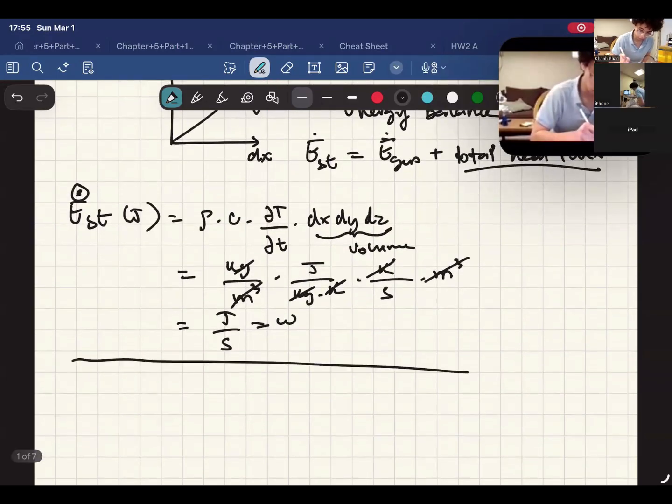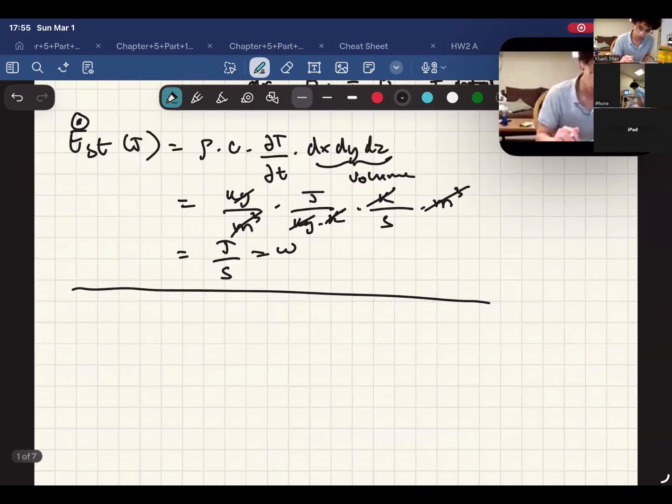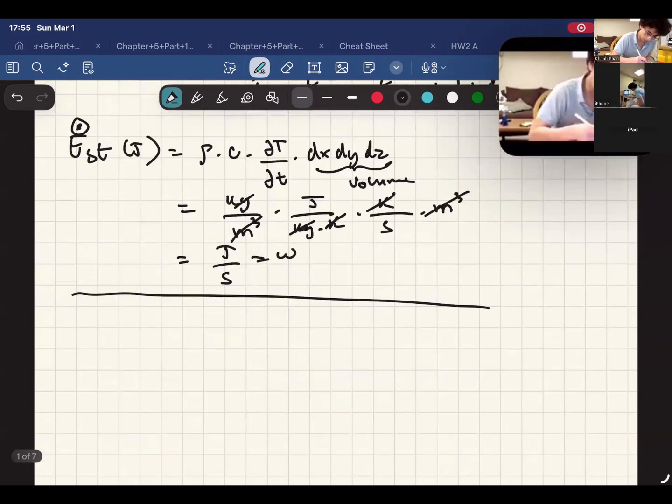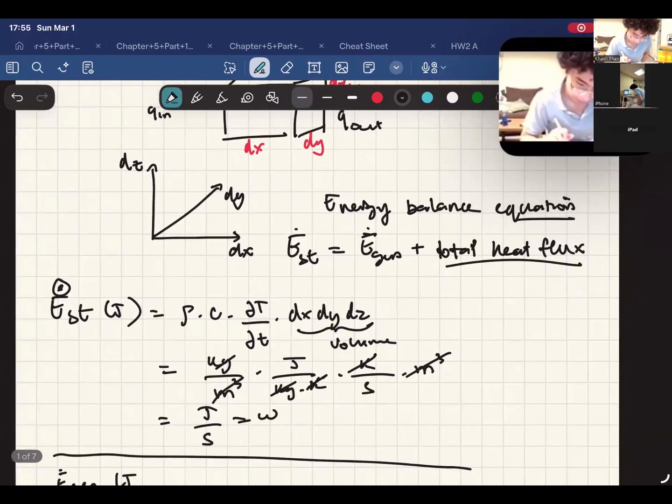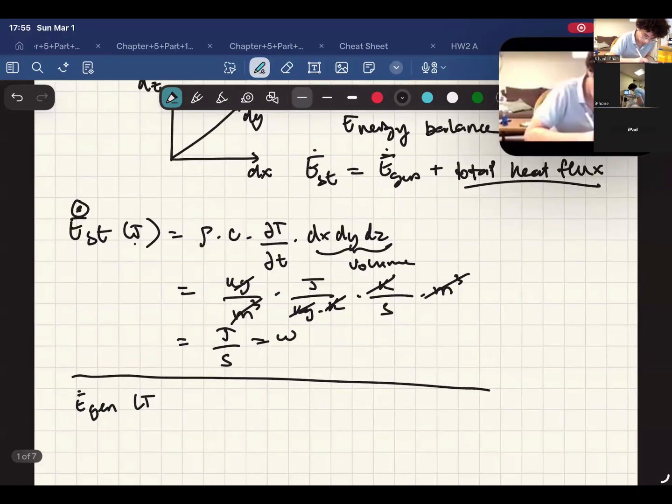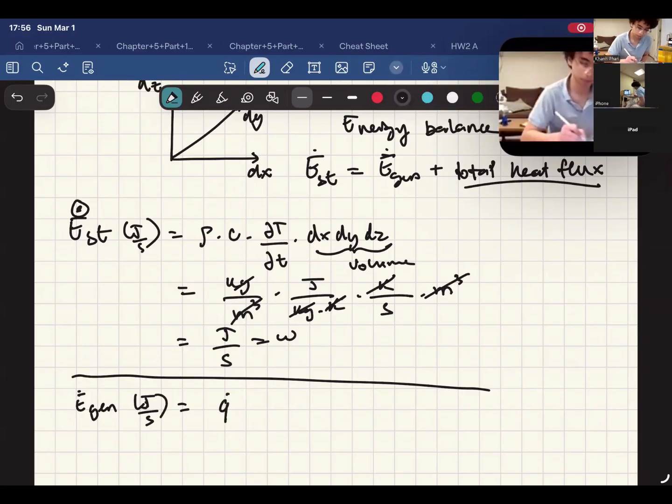So we just derived the energy storage equation, and then let's move on to the second one, the energy generated. This one is also pretty easy. We also want the unit to be the same as the heat energy storage, so we're going to have the heat flow times the volume again. So heat flow times dx, dy, and dz is the heat that was generated.